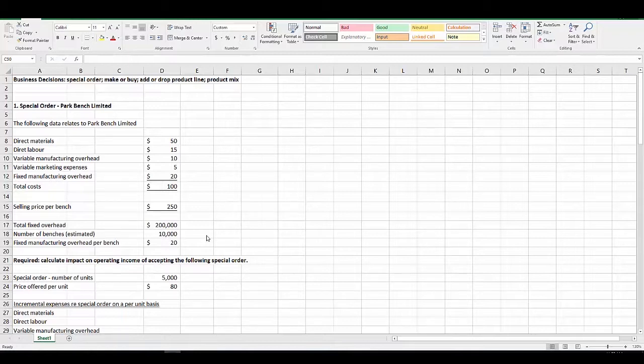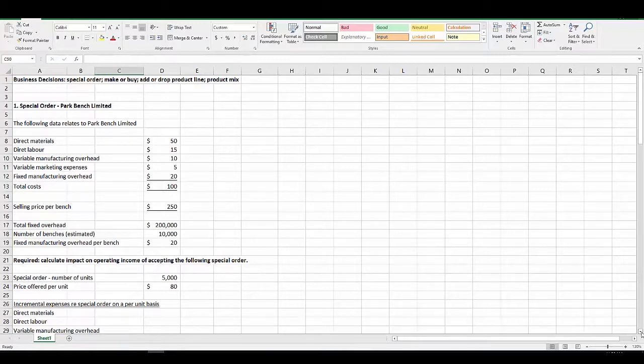So the scenario that we're going to be looking at here is a customer has come along and said, I will pay you $80 per bench and I'll order 5,000. Now, that might not seem like a good idea because your normal selling price is $250. But before you say no, it's important to actually do the calculations.